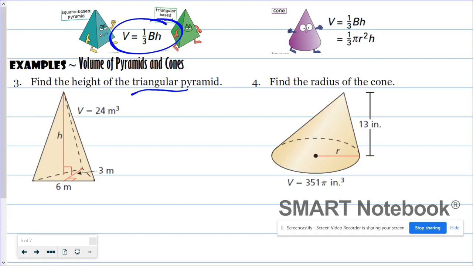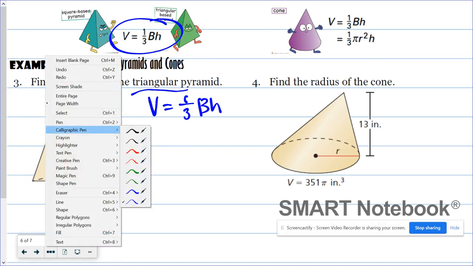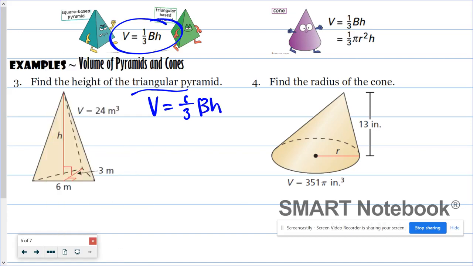Okay, so whenever we're working with formulas, my advice is formula, substitution, solution. So write down the formula that you're going to be using. That's the formula part. Next comes substitution. So you want to substitute in everything you know. Like I know the volume is 24 cubic meters. And then I've got the 1/3. And then it says area of the base.